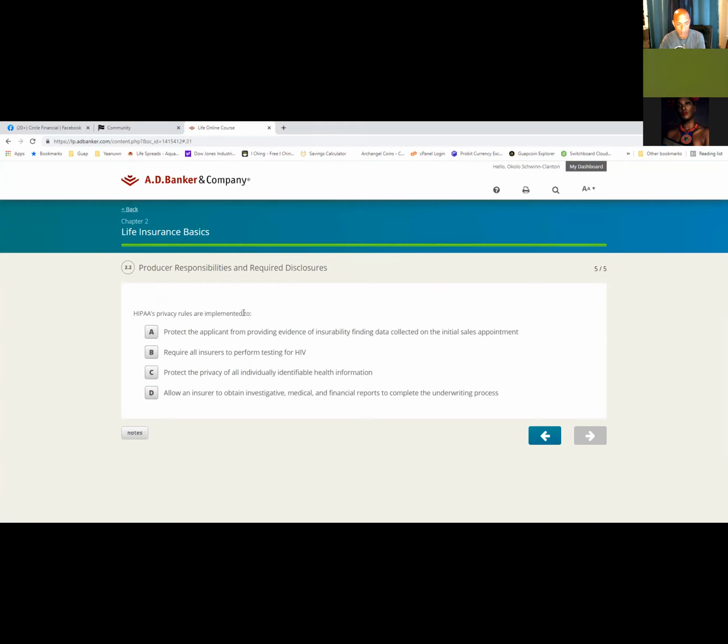HIPAA's privacy rules are implemented to protect the applicant from providing evidence of insurability, finding data collected on the initial sales appointment, require all insurers to perform testing for HIV, protect the privacy of all individually identified health information, or allow an insurer to obtain investigative, medical, and financial reports to complete the underwriting process. Does anyone know what HIPAA is? I don't remember the full acronym, but I want to say it's C.